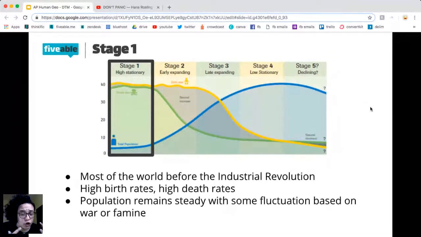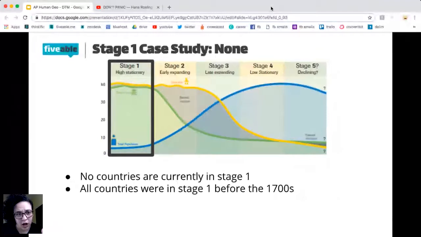Okay, so in terms of a case study for this, we don't have one because there is no country that is in this stage now. But it's kind of crazy that it's not that long ago. Almost all countries were in stage one before the 1700s, and now we have none. That's a lot of change in not that long of time. I know the 1700s feels like forever ago, but relatively it's not, right?